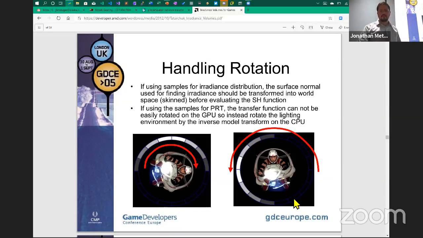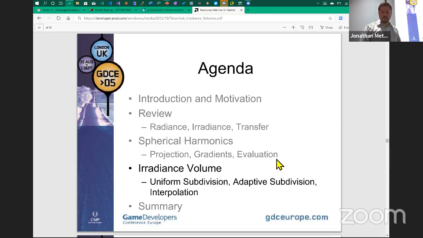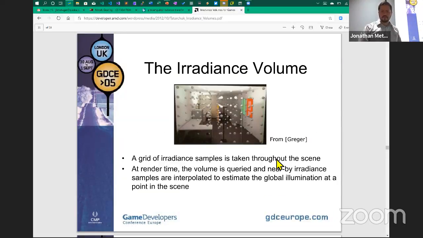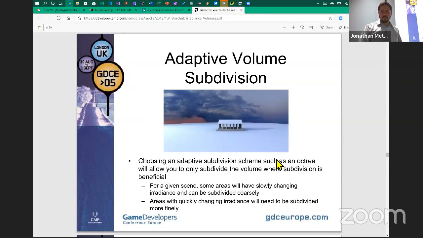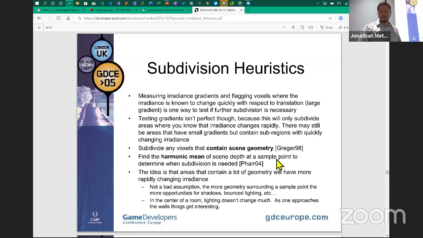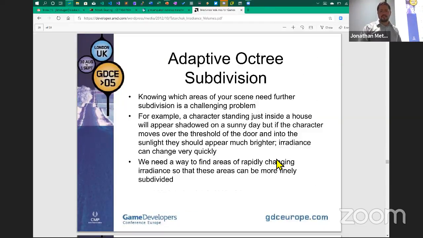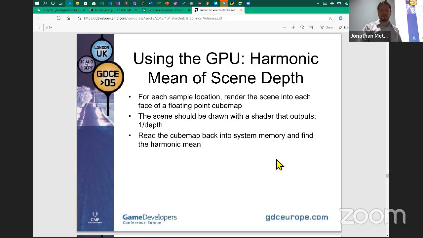Okay, rotation is a little more complicated, but the idea is that if you were to rotate the model, then you have to rotate the spherical harmonics, and that's not exactly a cheap thing to do. So you normally just kind of cheat and rotate the spherical harmonics instead of the model. There's a way to do that inverse transform. And that's here. So there's the radiance volume. Ignore that. They're talking about octrees in 2005, but later on they're going to use Delaunay triangulations. So we're going to ignore that.